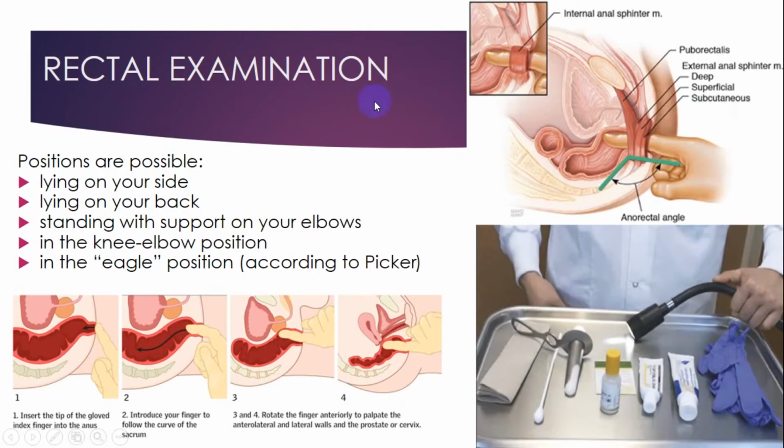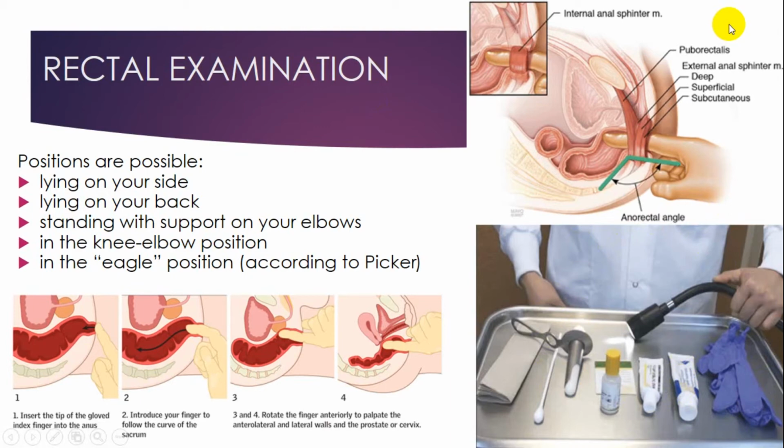Rectal examination should be provided and should be well known by all urologists. Position for the patient can be different. For example, lying on the side, lying on the back, standing with support of elbows, the knee-elbow position, and the specific eagle position according to Picker. This is the staff and facilities for providing this procedure. You should know and use them.